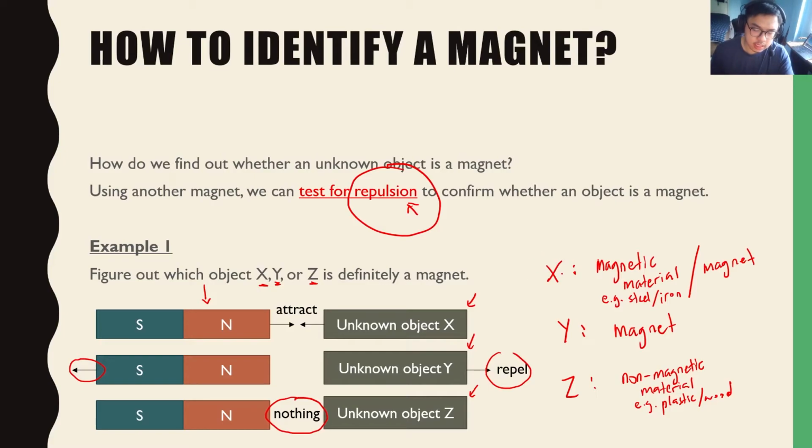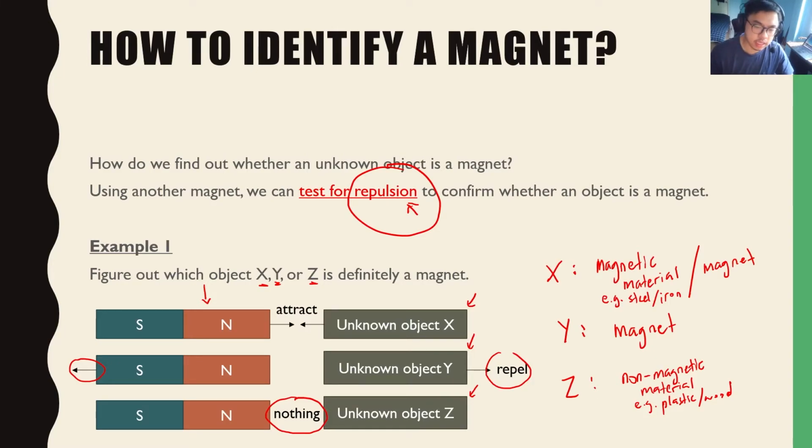For example, X is attracted to another magnet, but X could either be a magnetic material like steel or iron, or it could also be a magnet. We do not know which one of these two is X. So attraction doesn't really confirm whether an object is a magnet or not.